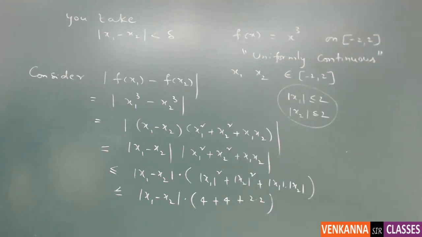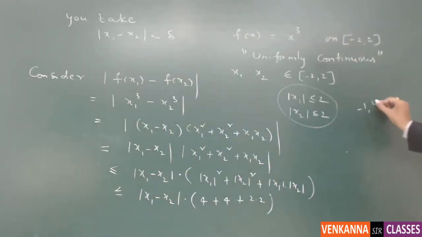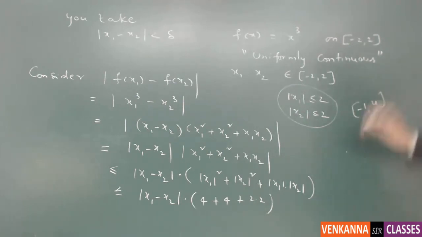Then it will be different, since the same values are different. So in that case, you can define like this. Suppose you take the interval minus 1 comma 4. Why minus 1 comma 4? You take any arbitrary interval a comma b. Is that accepted?